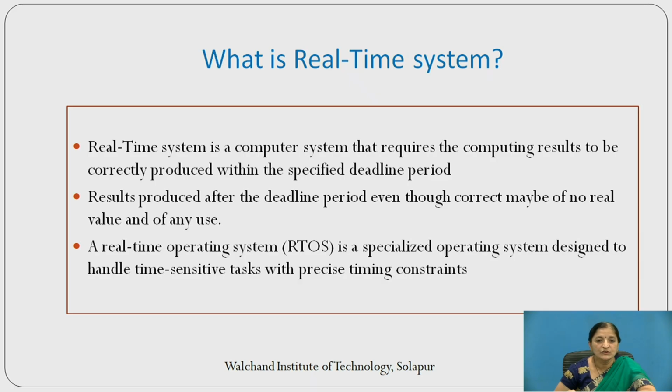A real-time system is a computer system that requires the computing results to be correctly produced within the specified deadline period. If the results are produced after the deadline period, even though they are correct, they may be of no real value and of any use. Also, in some cases, the results produced after the deadline may cause disastrous consequences. A real-time operating system, that is RTOS, is a specialized operating system designed to handle time-sensitive tasks with precise timing constraints. That is, they have to complete within the given deadline.